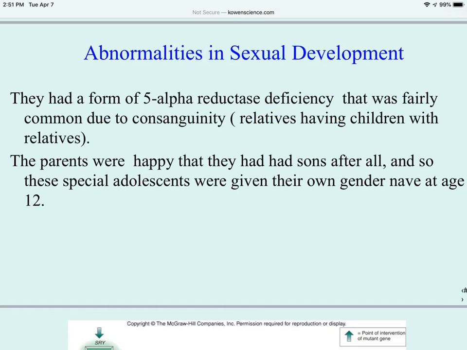again, consanguinity means that they were related, that you had some inbreeding going on. Again, the parents were very happy their girls had turned into sons, and they were actually given their own gender at the age of 12, and that was just kind of an odd situation. It was due to a 5-alpha reductase deficiency, and again, that's not something that's common, but anytime that you have relatives intermarrying, you can have those rare traits being passed on continuously.